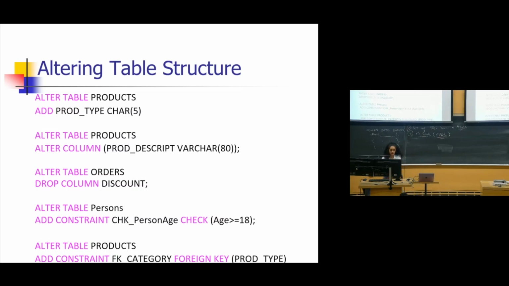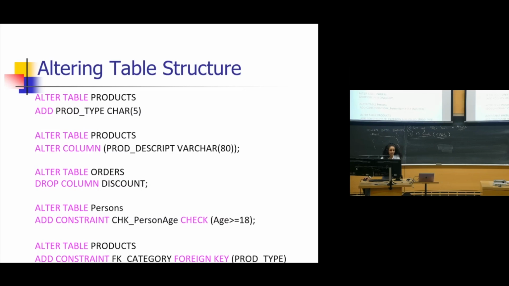Now, this is how you use alter table. For example, if we want to add a column, you just write alter table followed by the table name, adding that column, of course, followed by the data type.